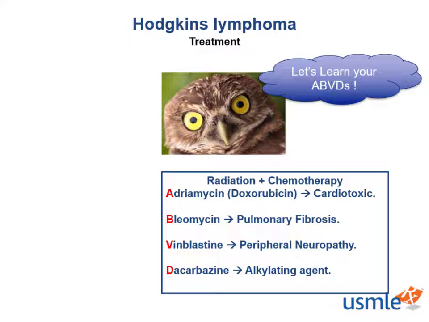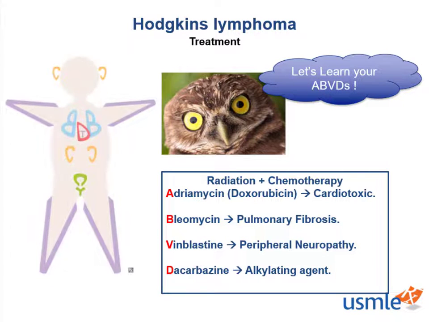A stands for adriamycin, another name for doxorubicin, B for bleomycin, V for vinblastine, and D for dacarbazine. Using ChemoMan, let's go over the key side effects of these drugs because test makers love the vignette where they diagnose Hodgkin's lymphoma for you and then they ask you about a side effect caused by one of these agents. Adriamycin, doxorubicin, is a cytotoxic antibiotic that is notorious for causing cardiotoxicity. Hence the D for the heart of ChemoMan, which can be prevented by co-administering what agent?